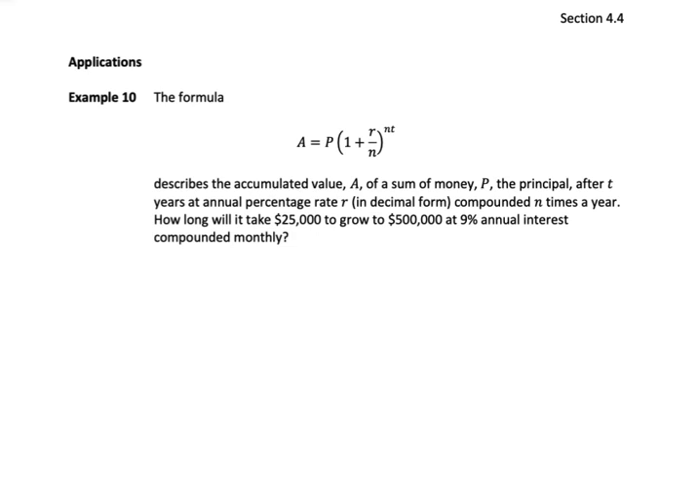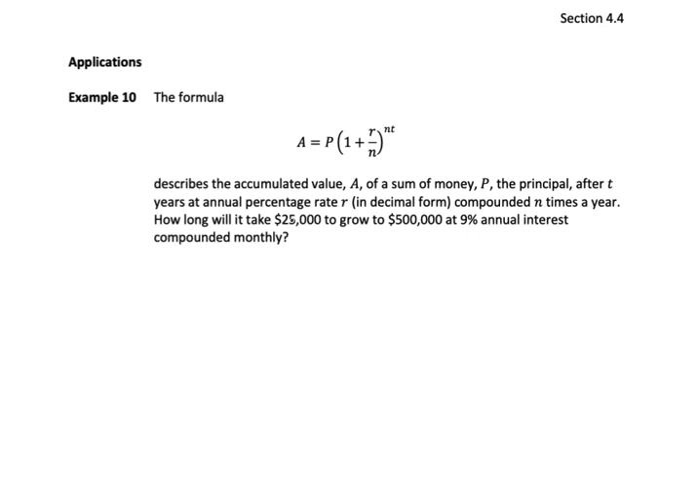In this video for section 4.4, we're going to look at some application problems. We're going to look at example 10 from the textbook. This is using the compound interest formula. So we have the compound interest formula here and a reminder of what all the variables are. The question is, how long will it take $25,000 to grow to $500,000 at 9% annual interest compounded monthly?